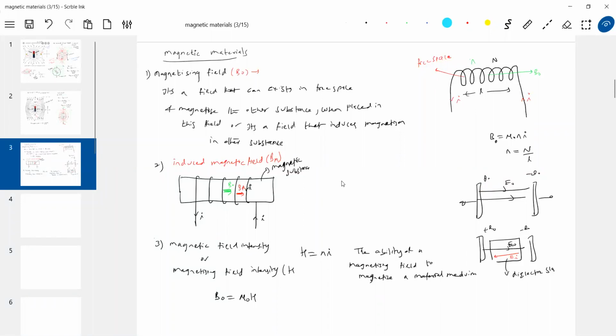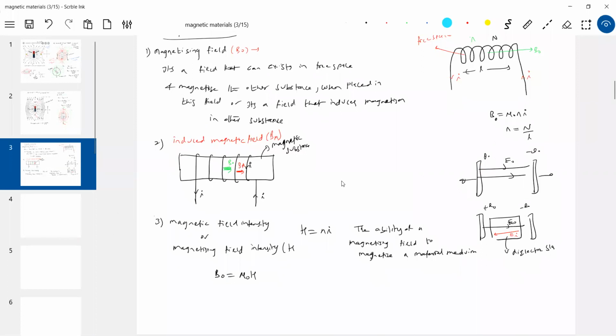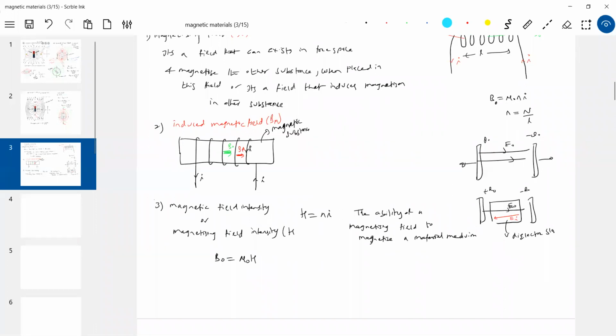How much a substance got magnetized, I should measure, no? I should have a quantity to express how much a substance got magnetized. So for that purpose, how is Bm related? The next one is intensity of magnetization. This is called capital I. Small i for current, capital I we use for this particular quantity.